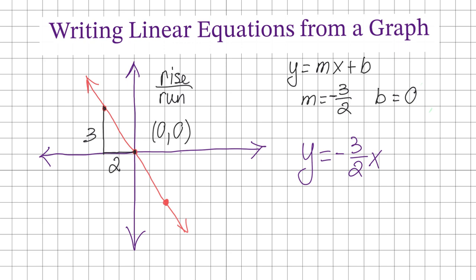And that's it. Now, some of you may ask, should I leave it as an improper fraction? You could, or you can write it y equals, well, 3 divided by 2 will equal 1.5, so we can write it as negative 1.5x. Usually I leave it as a fraction because understanding slope is much easier using fractions.